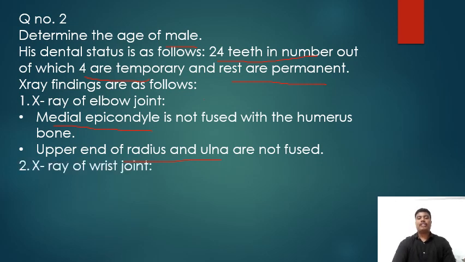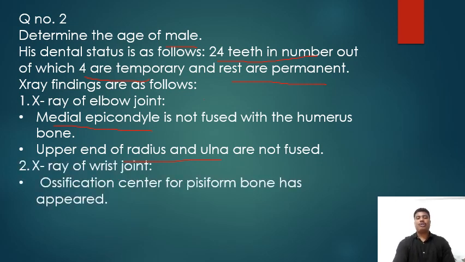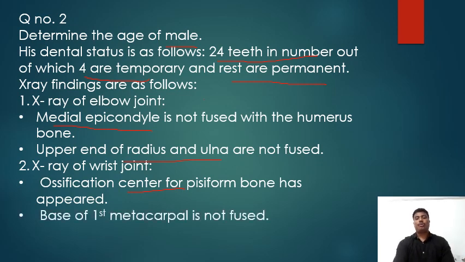Now look at the X-ray of wrist joint. Wrist joint shows ossification center for pisiform bone. It has appeared. So it appears at the age of 10 to 11 years. So according to this, we can find that the child is less than age of 12 years but greater than age of 11 years. And also the base of first metacarpal is not fused. It fuses at the age of 15 years. So the answer is 11 to 12 years. Okay.